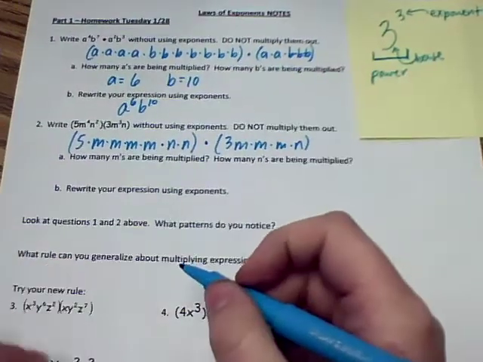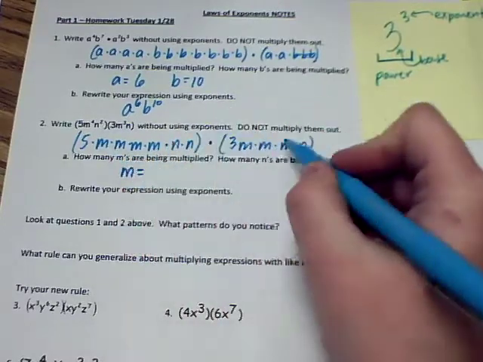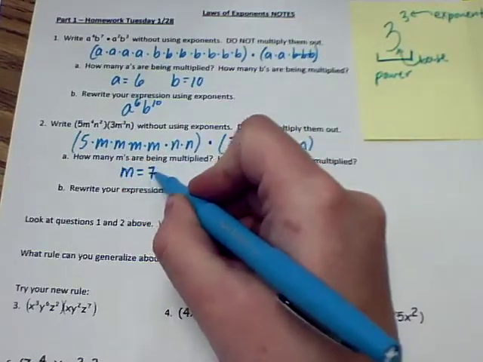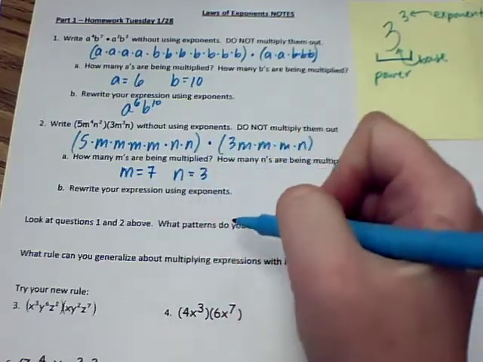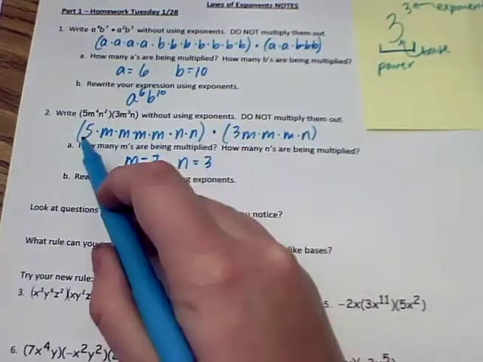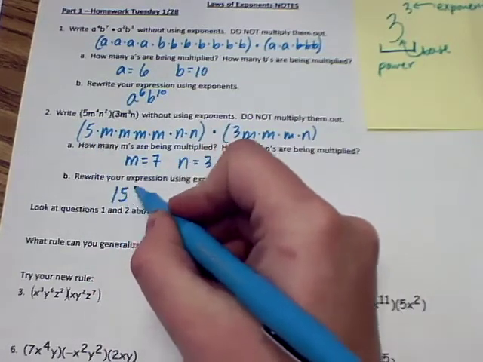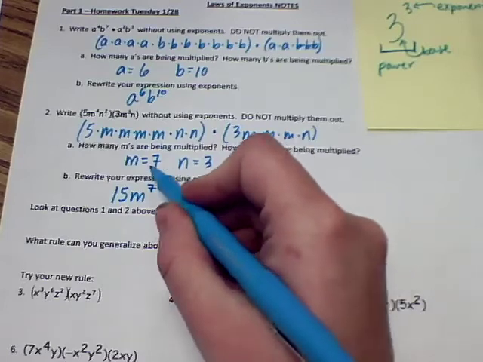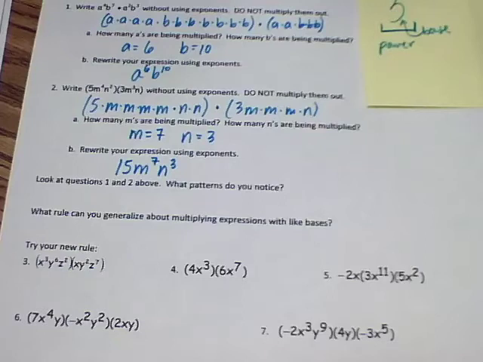So now if we total how many m's are being multiplied, there are 4 and 3, so 7. And how many n's, there are 2 and 1, so 3. Alright, and then when we rewrite our expression, the only difference between this one and the first one was we have numbers out front. So 5 times 3, I'm going to multiply it like normal, so 5 times 3 is 15. And then my new exponents are 7 and 3. So my final answer was 15m to the 7th n cubed.